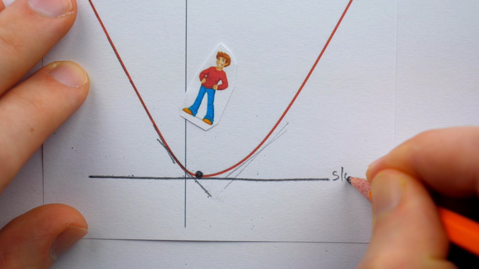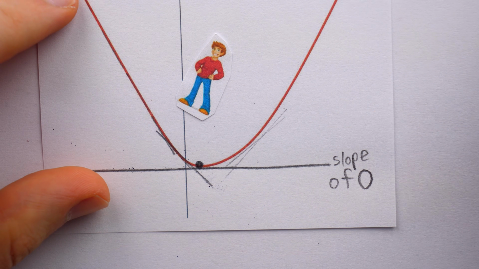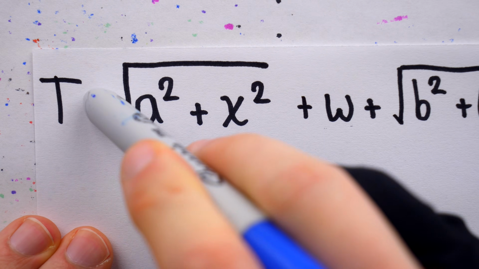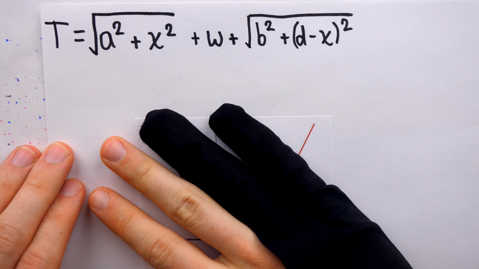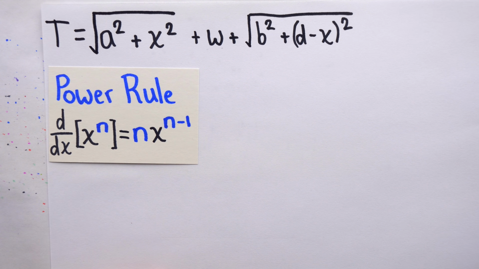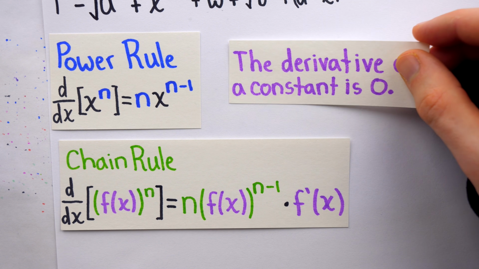At the minimum, the tangent line is horizontal and so has a slope of 0. That means it's at this point where the derivative of the distance function is equal to 0. So to solve the problem, we just take the derivative of t, which only requires the power rule, this specific case of the chain rule, and this fact.